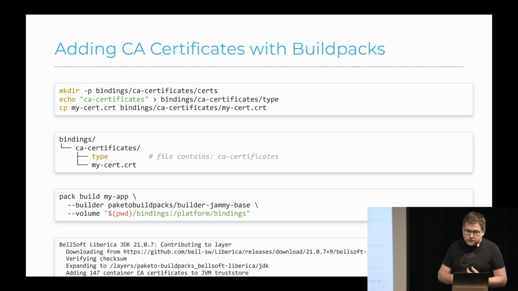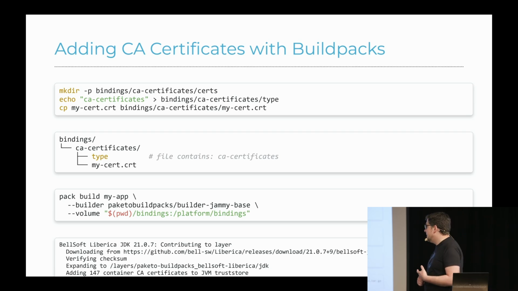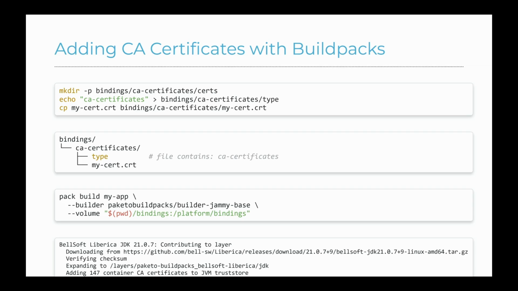But by using Buildpacks, it's way easier, because you just add a folder where you have your certificates, as you can see here in the example, by creating certain files, like the type file, by adding the mycert certificate. And then while building my container, I'm just additionally mounting that folder so that the certificate can be added to your container. And it doesn't matter for which technology, it's the same for all.